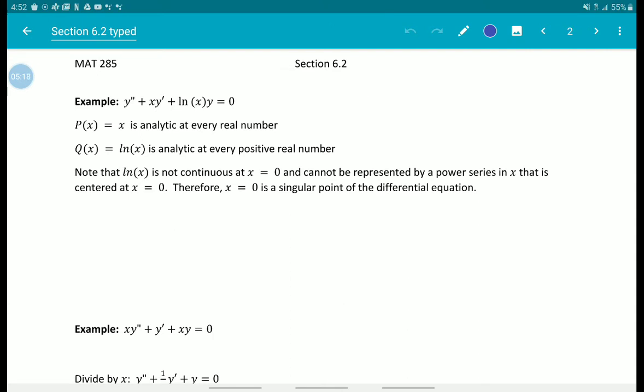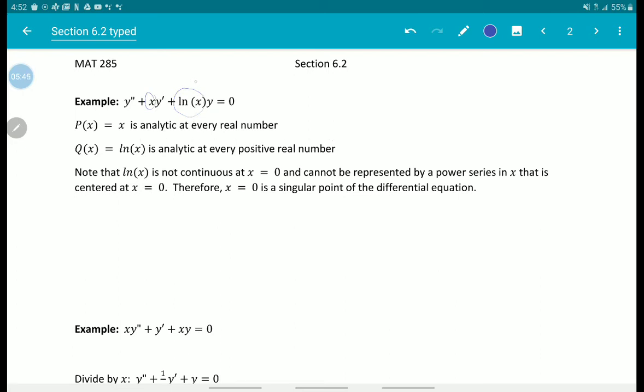Now let's look at this one. We have y double prime plus x y prime plus the ln of x times y is equal to 0. This one's a little bit more interesting than the last few. We still have functions as coefficients here. X is going to be analytic at every real number. Ln of x does have domain restrictions. It's going to be analytic at every positive real number.